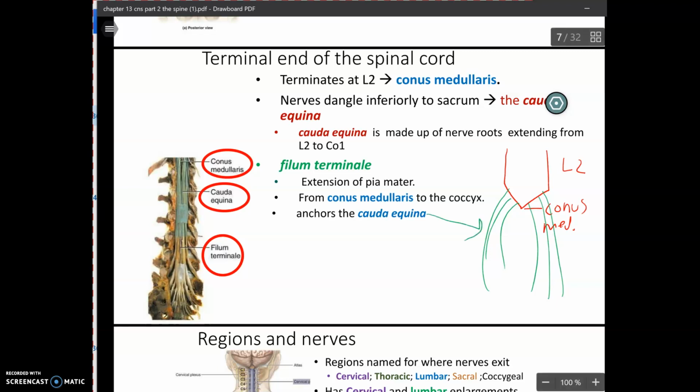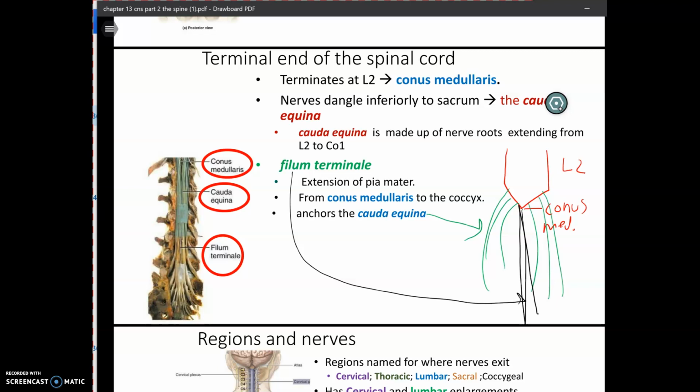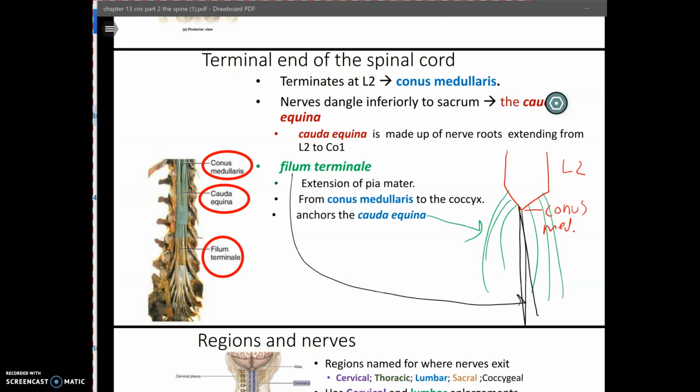Now, there's an extension of the pia mater that runs right down the center. That is the filum terminale. And this actually braces the cauda equina all together. So if we were to look at this picture of the real spine, here's the conus medullaris right here. There's the cauda equina, and the filum terminale is this thin film in the center.